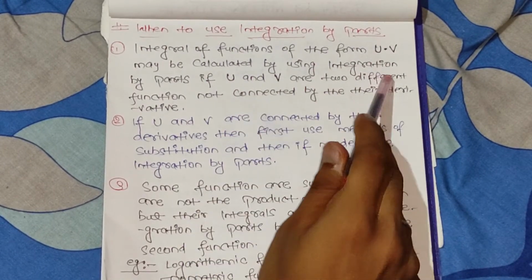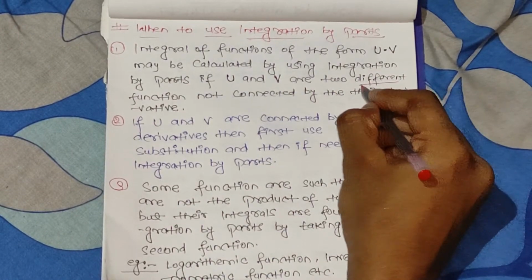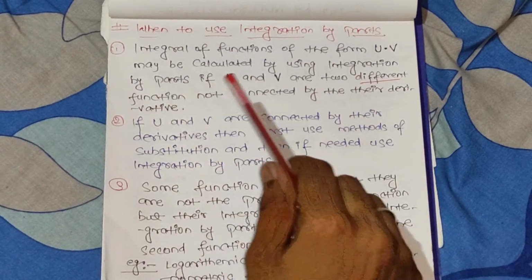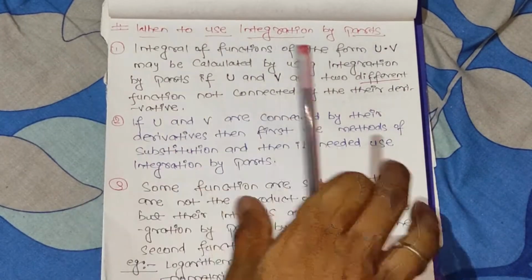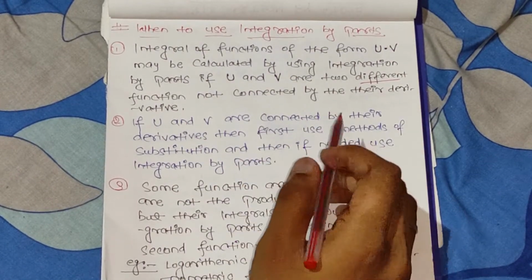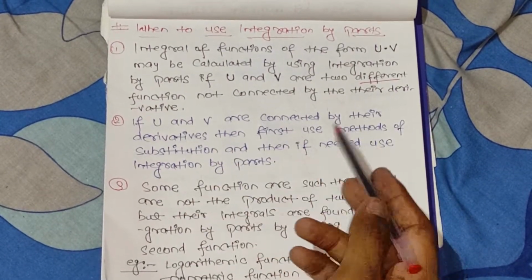The first condition is that both functions should be different, and both functions should not be connected by their derivatives, meaning when we take the derivative of both of them we will not get the same function. When we fulfill these two conditions, we apply integration by parts.